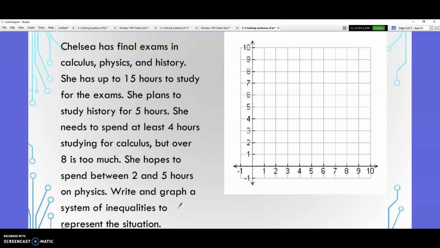This one is a word problem. So Chelsea has final exams in these 3 subjects: calculus, physics, and history. She has up to 15 hours to study for the exams.